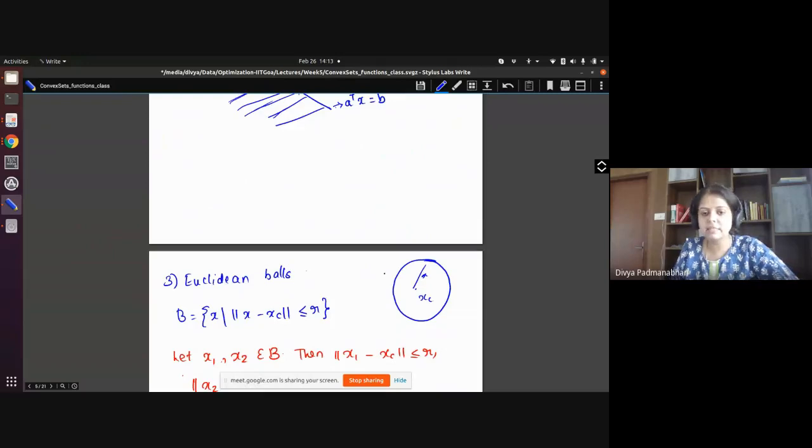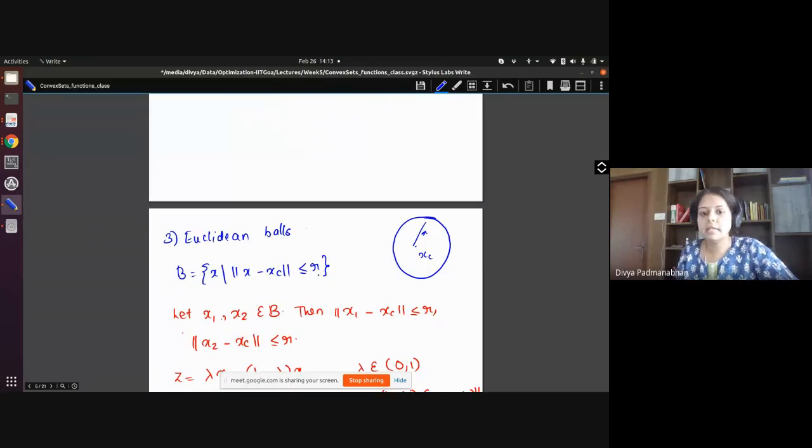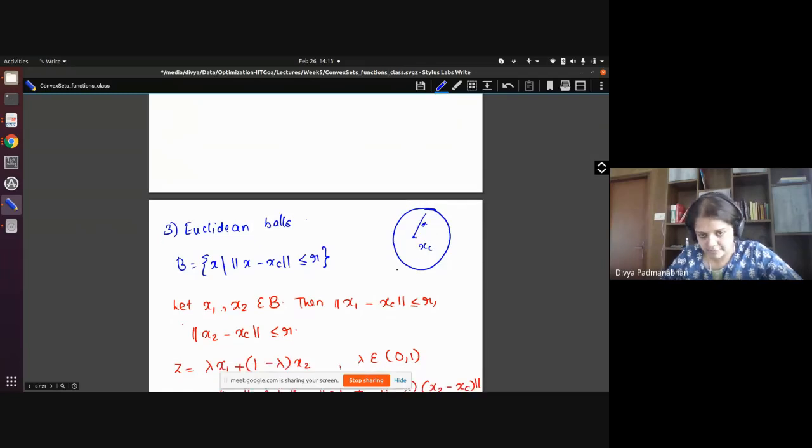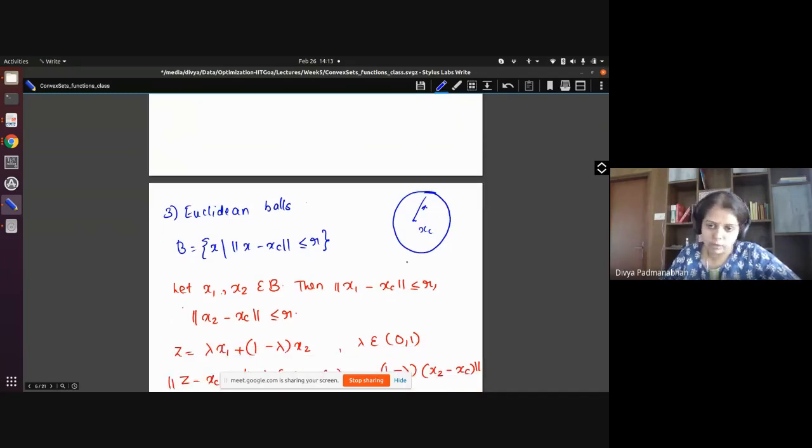Now, another example we've seen before is the notion of Euclidean balls. This was the neighborhood; to capture the neighborhood concept, we had used the notion of balls. So you had a point xc and you looked at all points within some radius r from xc. This was a case where the norm you used was 2, but in general you could use any norm. So this is also a convex set.